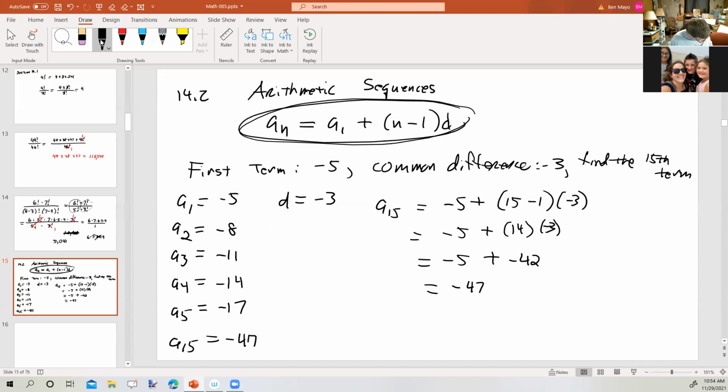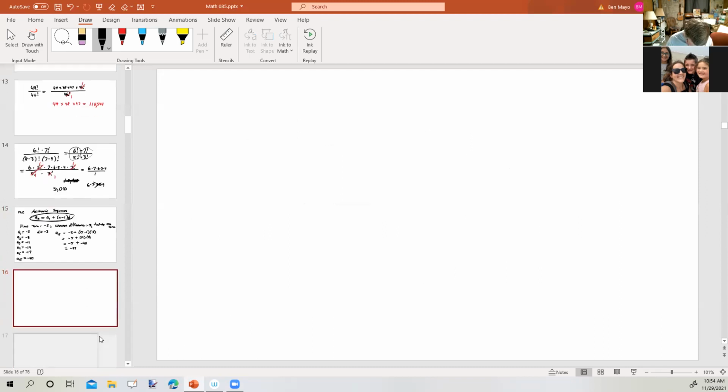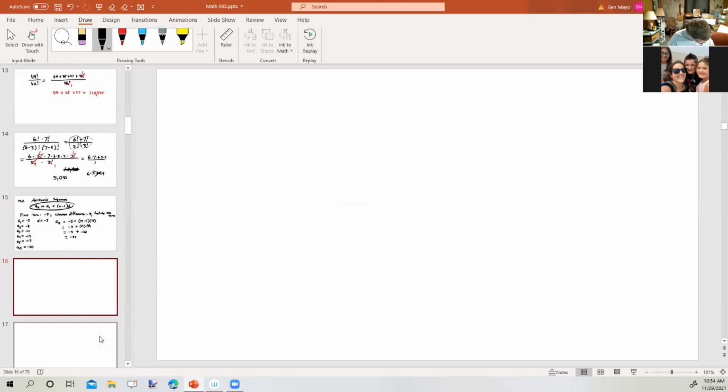Okay, let's see here. Another example. The first 3 terms of an arithmetic sequence are shown below. a sub 1 is -5, a sub 2 is -1, and a sub 3 is 3. We are to find a sub 28.